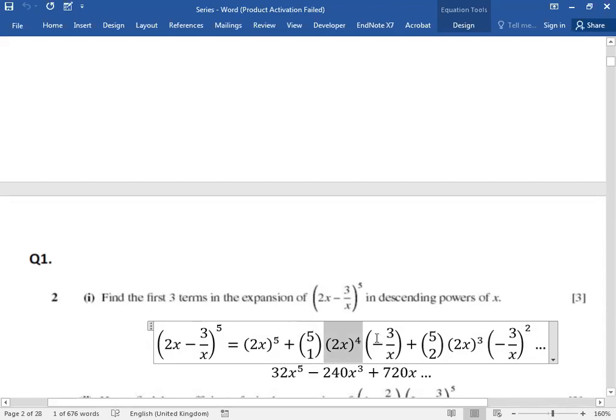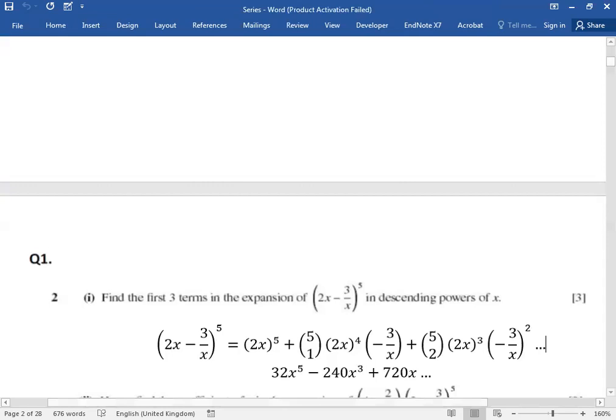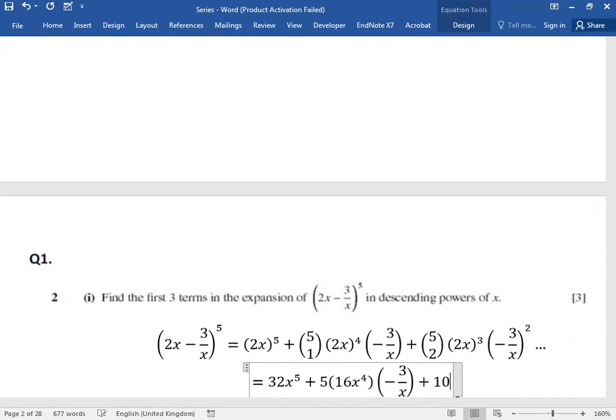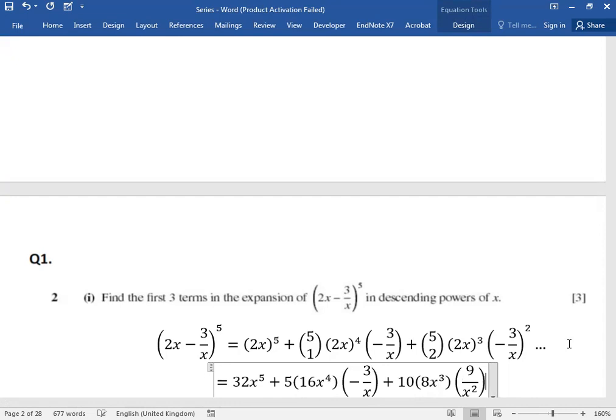No, you cannot put 2x in your calculator. You just put 2 to the power 4, which is 16. First, just expand it. If you are having any confusions, just write the expanded forms first. This is no big deal. You can just write 32x to the power 5 plus 5C1 is 5. This is 16x to the power 4. And this is minus 3 upon x. And then 5C2 is 10. 8x cubed. Remember, it is being squared. This is 9 upon x squared.